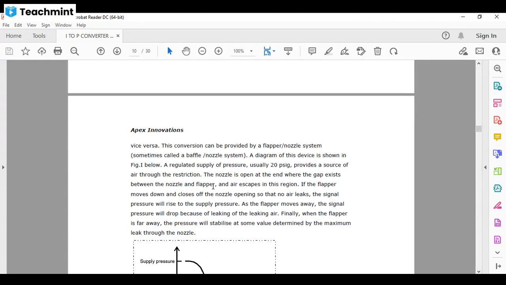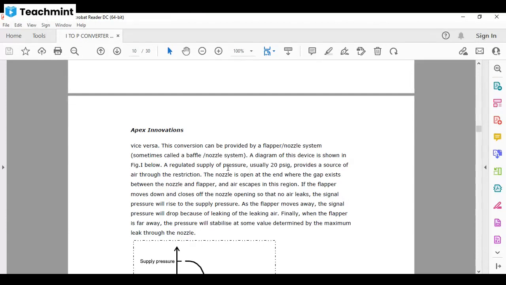वो जो स्ट्रेट लाइन की तरह है वो मेरा फ्लैपर है, और जो इस तरह जो है वो मेरा nozzle है. And the air escapes in this region; if the flapper moves down, it closes the nozzle. अगर नीचे आएगा तो क्या होगा, नोजल जो ओपन है उसको क्लोज कर देगा. And if the pressure is up, in the upper direction, the nozzle is open.